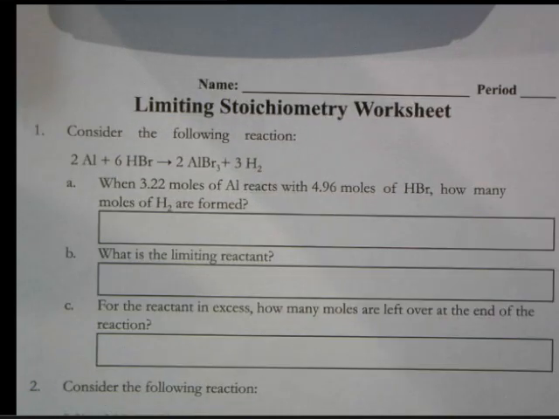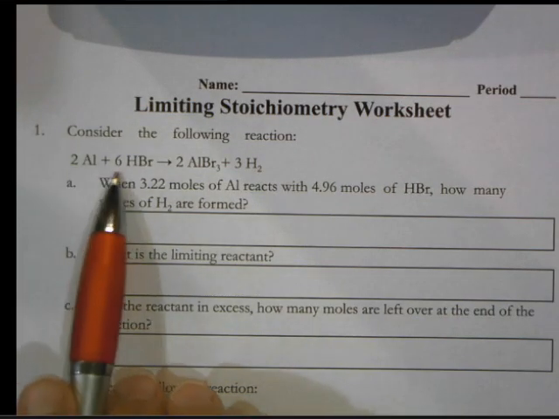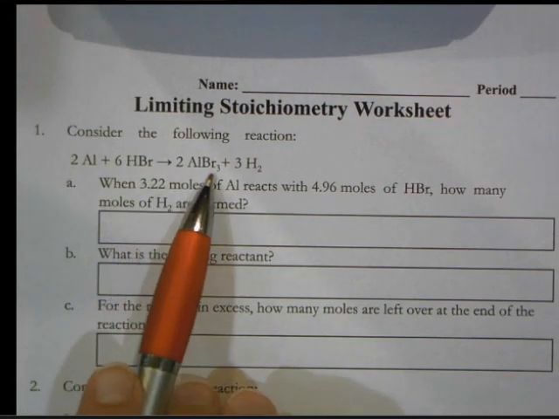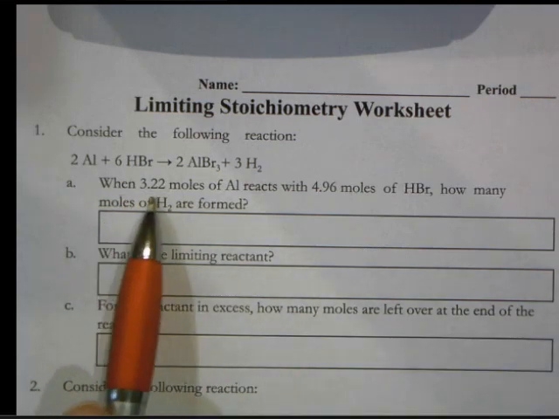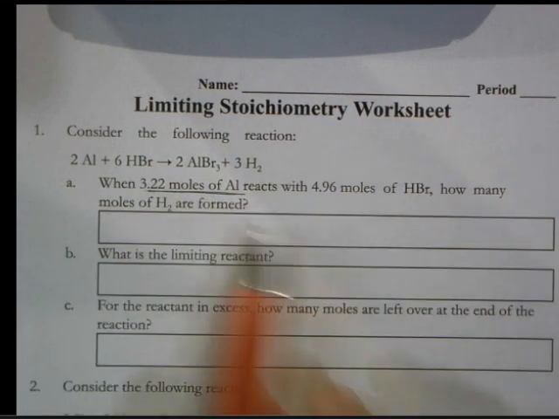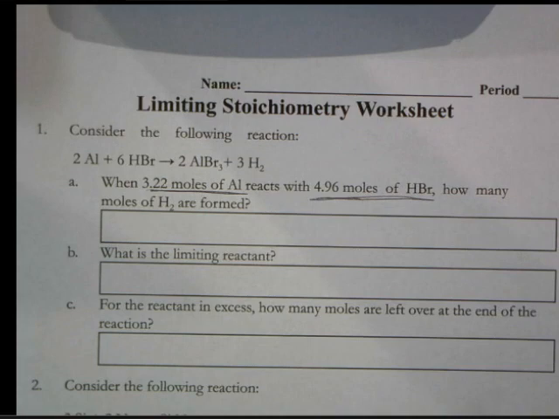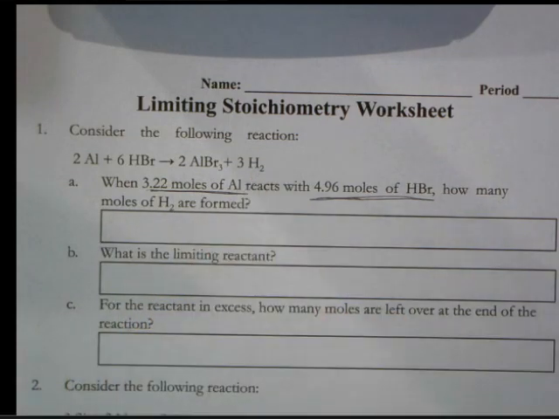Okay, and number 1 gives us our equation: 2 aluminum plus 6 hydrogen bromide yields 2 aluminum bromide plus 3 hydrogen. So it says when 3.22 moles of aluminum, that's one of my givens, reacts with 4.96 moles of hydrogen bromide, how many moles of hydrogen are formed? So it wants to know moles of hydrogen.